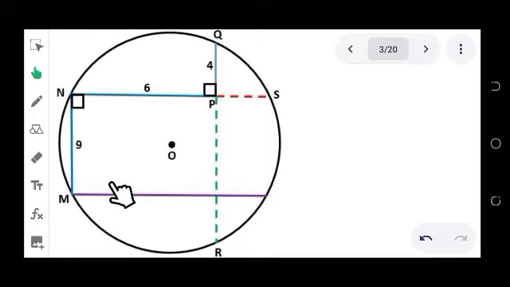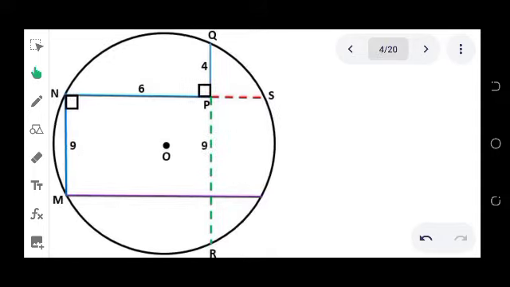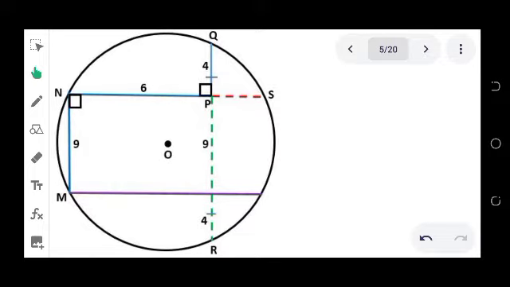As you notice, this forms a rectangle. So this side here is just equal to this side. That's why that's 9 units. And this segment here, and this segment, by symmetry, they are equal. So this one here is also 4 units.